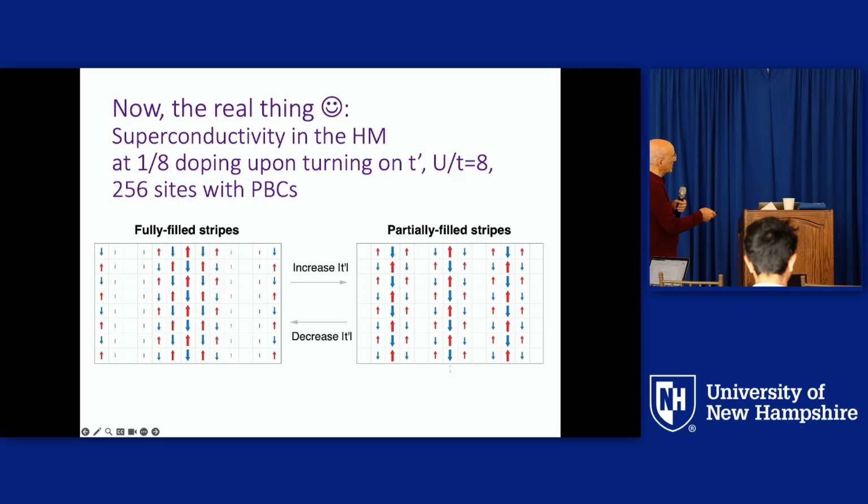So this is again the cartoon. We start from this state of fully filled stripes, with one hole per site in the stripes, so presumably an insulating state. We turn on a negative T prime, or if you want, this is hole doped, negative T prime. So this is the case relevant qualitatively for cuprates that Shiwei and his colleagues have studied extensively. And we ask, do you get superconductivity?